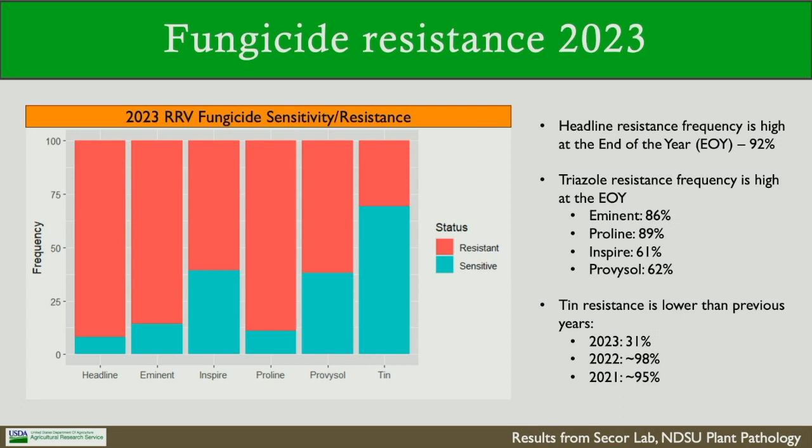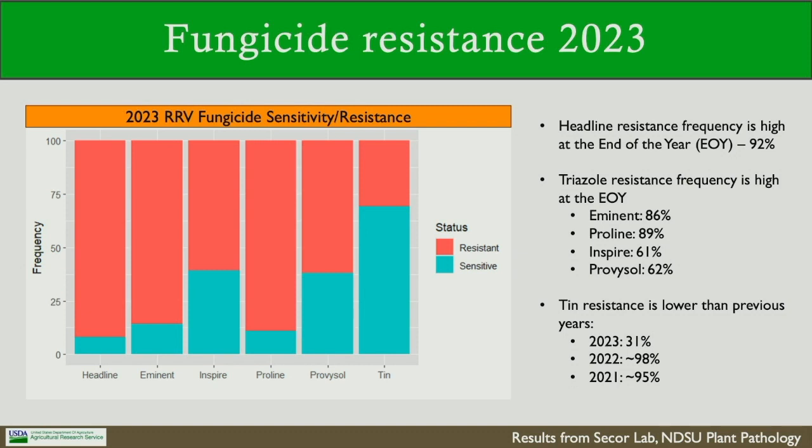And this is the 2023 data from the Red River Valley looking at the percent prevalence of resistance on a field-by-field basis. And you can see that we have fairly high resistance levels to the majority of these fungicide chemistries, with the exception of tin, which it's nice to see that we had a break in the high levels of tin resistance this year. And then one of the interesting trends we see here as well is that Inspire and Provysol have lower fungicide resistance incidences than Eminent and Proline. And then Headline, as we're very used to seeing, has high levels of resistance across the board.